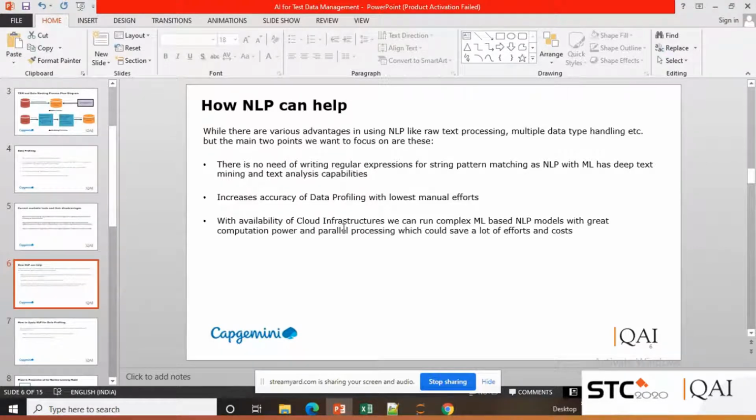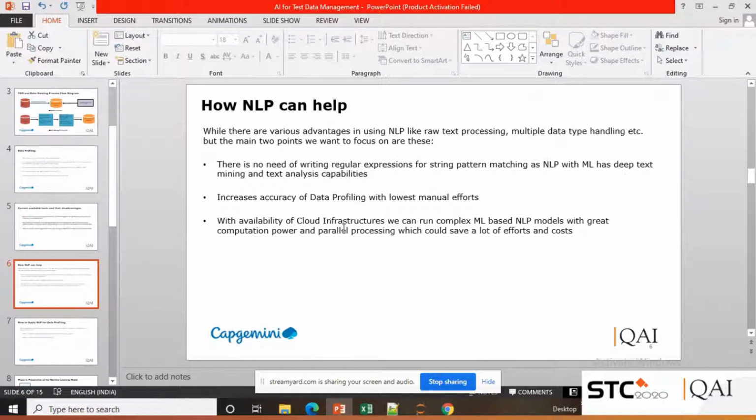And the most important thing is increased accuracy. We don't want any of the fields to be missed in the data discovery phase or the data profiling stage. We don't want any of the fields to get missed during identification, so that we cannot apply masking later on and the original data flows into the non-prod environment. And third, with the availability of new infrastructures like cloud infrastructure and Google Colab, we have huge processing capabilities. Because of that, complex machine learning models and NLP models can be made. We can tweak them according to our need. A lot of new patterns could be handled.